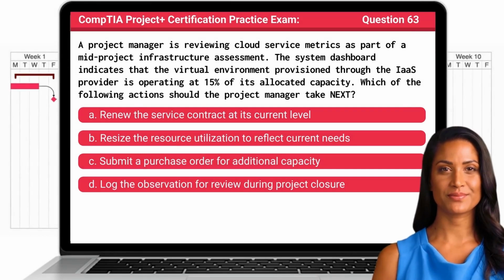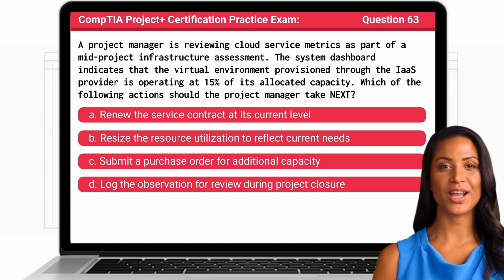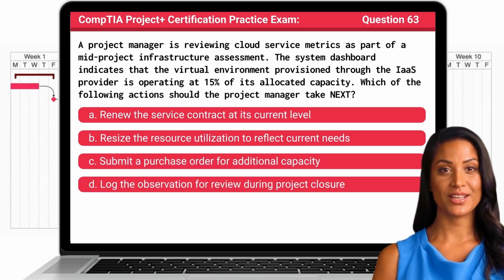Question 63. A project manager is reviewing cloud service metrics as part of a mid-project infrastructure assessment. The system dashboard indicates that the virtual environment provisioned through the IaaS provider is operating at 15% of its allocated capacity. Which of the following actions should the project manager take next?